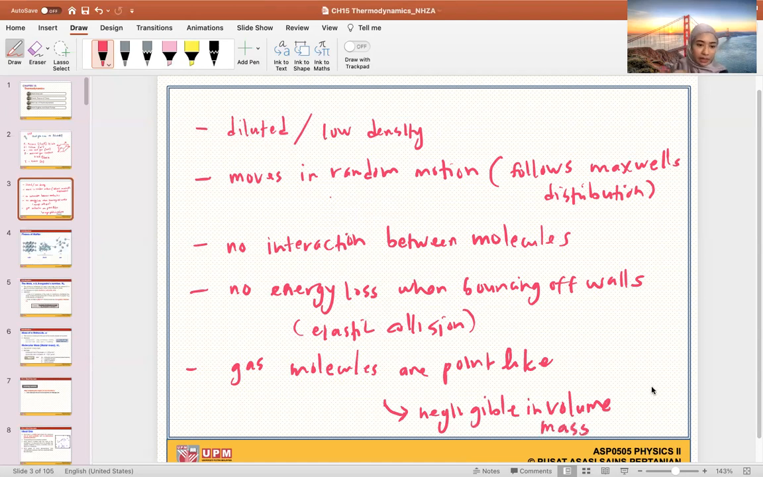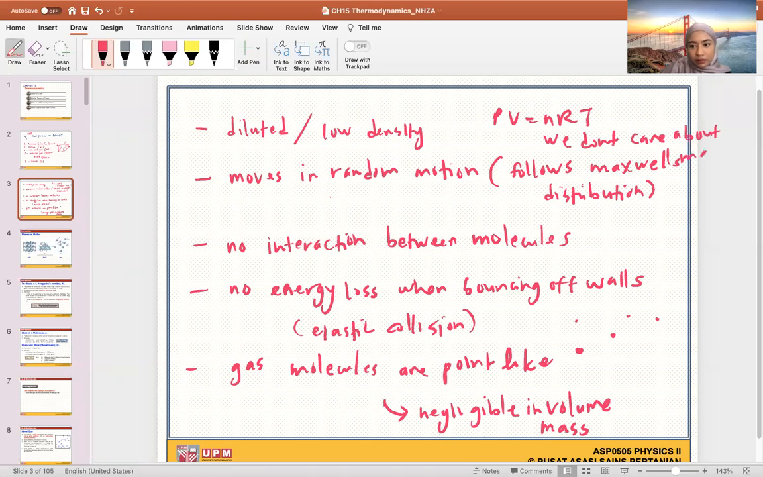Real gas ada dia punya own mass, ada dia punya own volume, right? But for ideal gas, we are assuming that the gas molecules are point-like. Point-like tu apa? Macam satu titik ni, macam kecil gila lah. So it means that they are negligible in volume and mass. So we don't really care about their mass when we use PV equals to nRT.